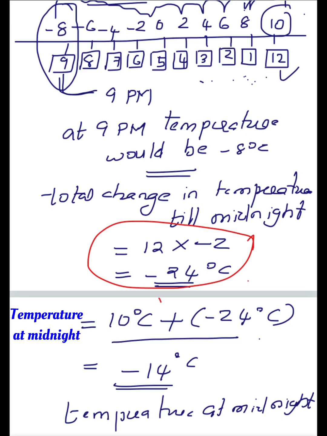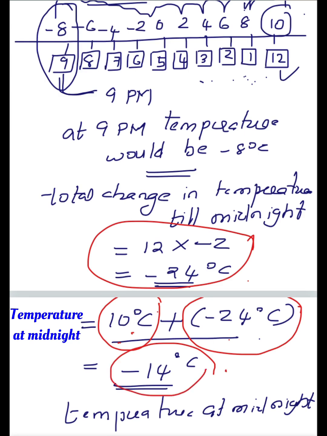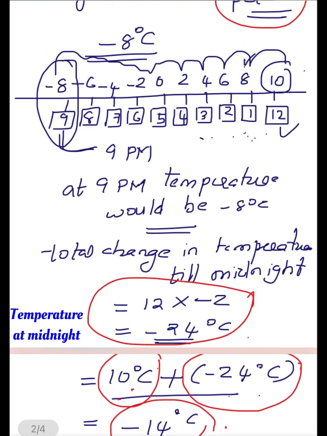Okay, now the temperature at the starting time, that is from noon, was 10 degrees Celsius, and now the change in temperature is minus 24 degrees Celsius. So the temperature at midnight would be what? You have to just add them. Okay, then you will get the temperature as minus 14 degrees Celsius. Okay, this is the answer for the second question. That is, temperature at midnight would be minus 14 degrees Celsius.